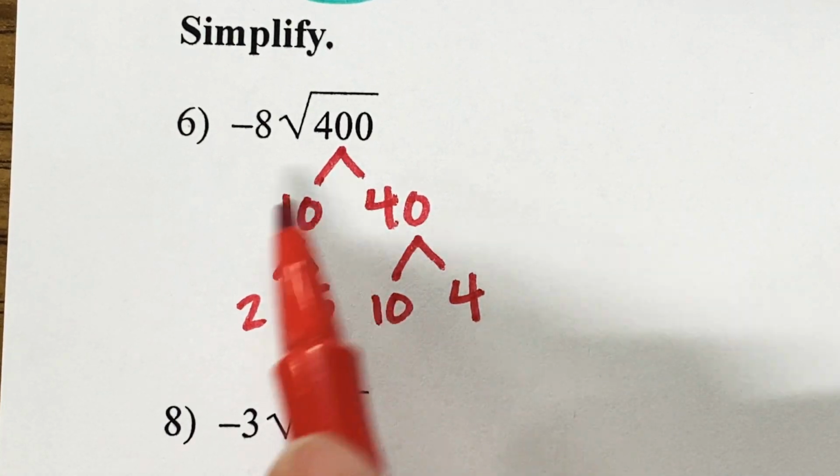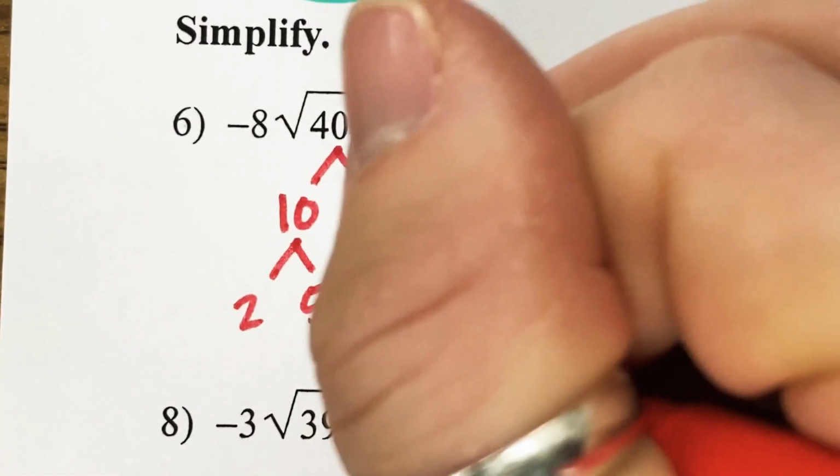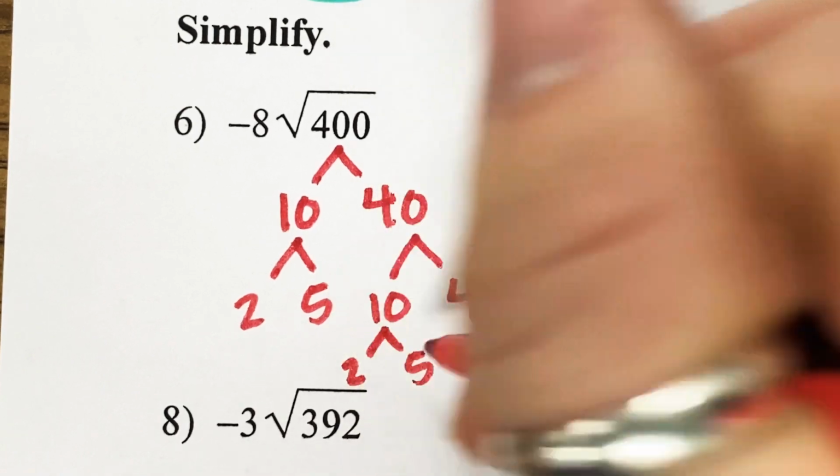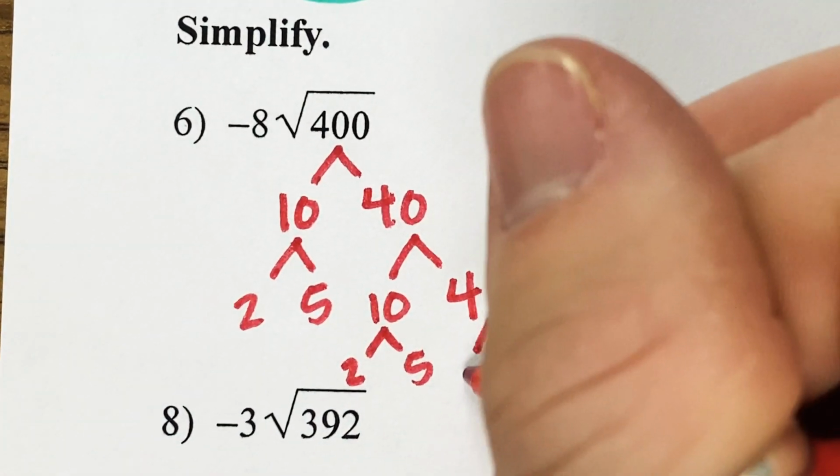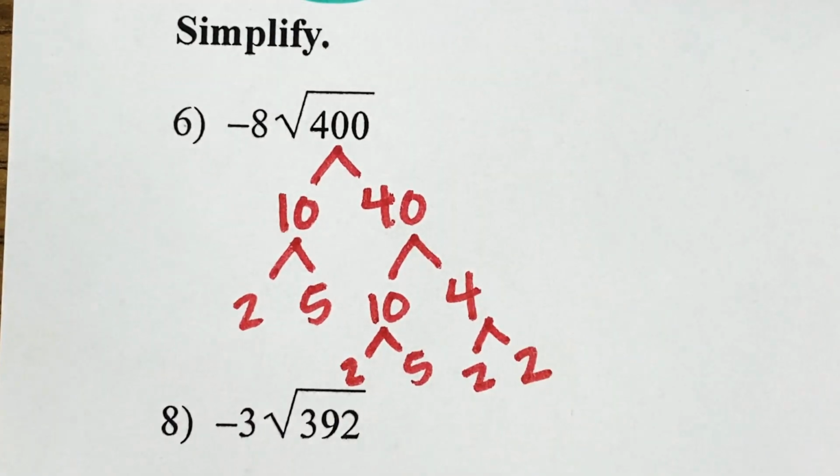So 10, we know we can break down. We already broke it down once. So let's break that down to a 2 and a 5. Nice. And 4 we can break down to a 2 and a 2.